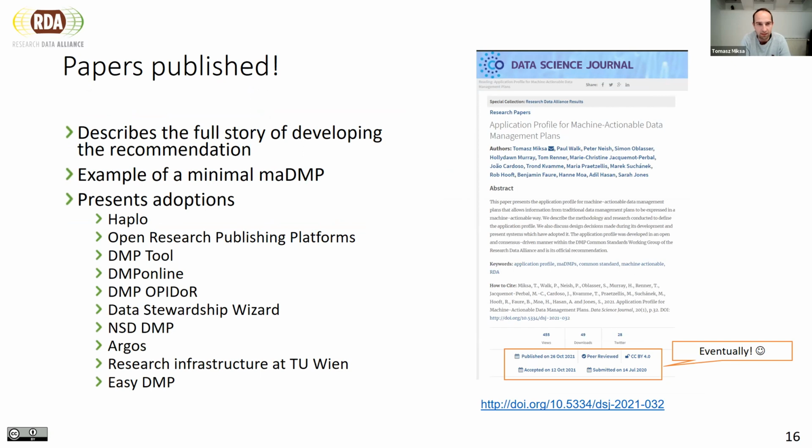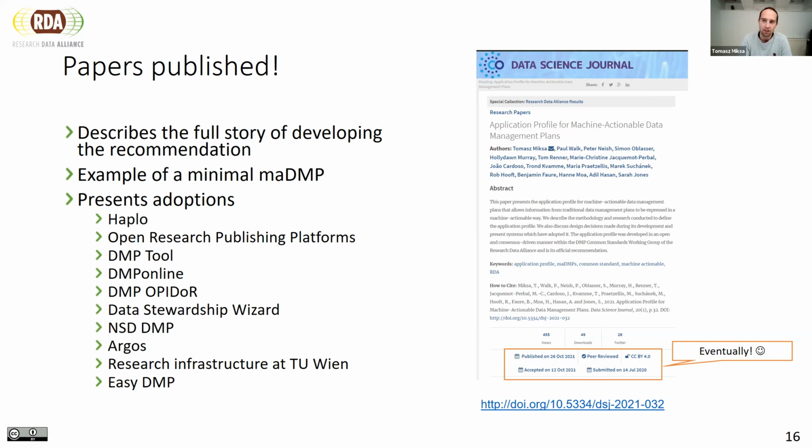In the paper, you can find the full story of developing the recommendation. We tell the story from the beginning of how we made the consultations to how we developed tools, finishing with the formulation of the recommendation, and we provide an example of a minimal maDMP expressed using the recommendation. You can also find descriptions of adoptions, explaining how each of the systems listed here is adopting the recommendation. I would say it's a must read, especially for the newcomers, to get this high-level view of what this group has achieved.